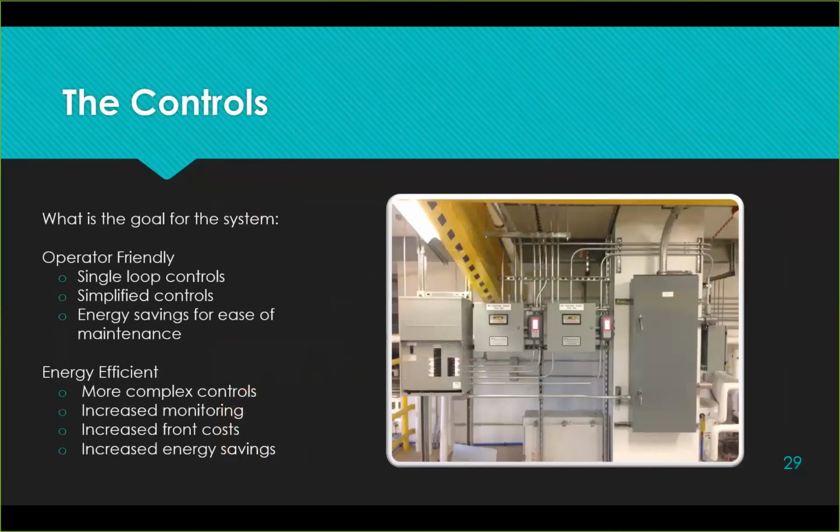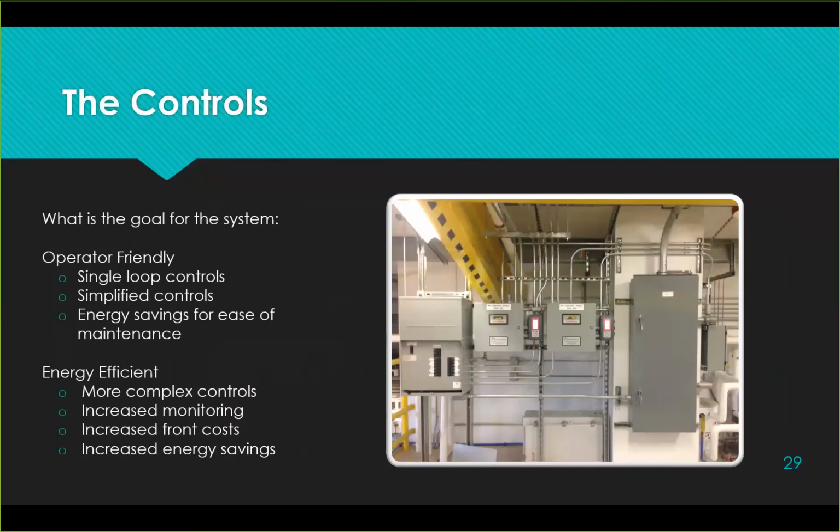So what's the goal of the system? When designing control systems, it's important to know what your final goal is, and this is where it's important to talk to your operators, your maintenance facility operators, talk to your owner, find out what their real goal for the system is. Are they looking for something that's operator friendly, something that's simplified? Are they looking for the most energy efficient system possible for their facility? They do provide distinct differences. So knowing what your goal of the system is, is important.